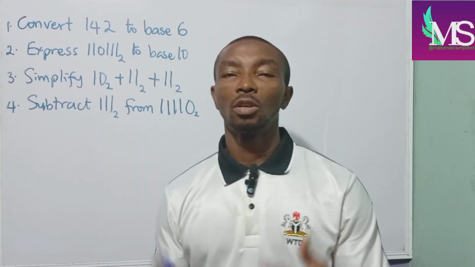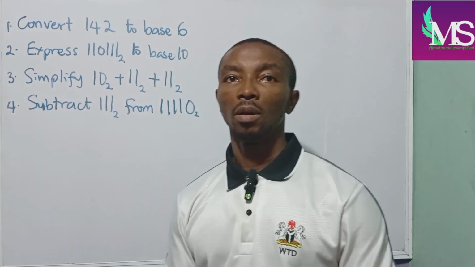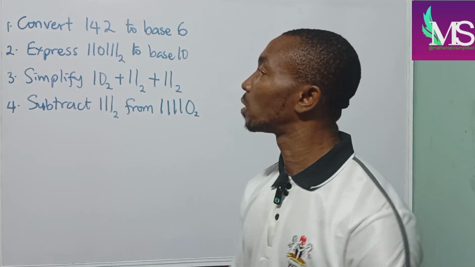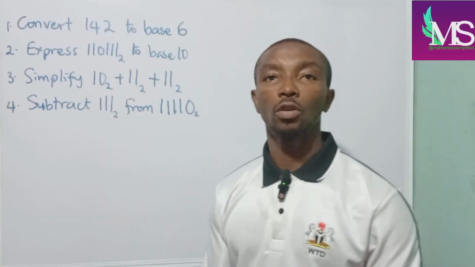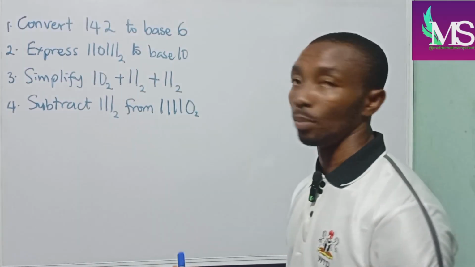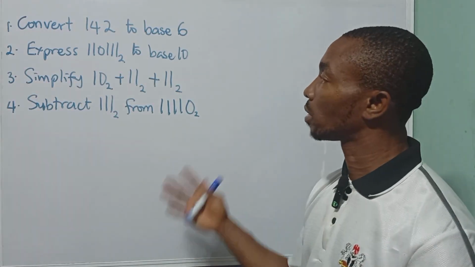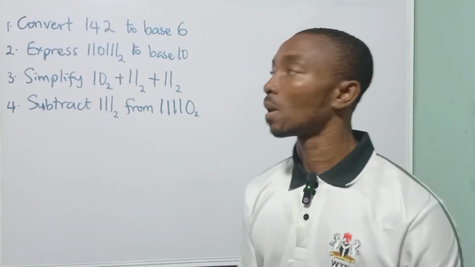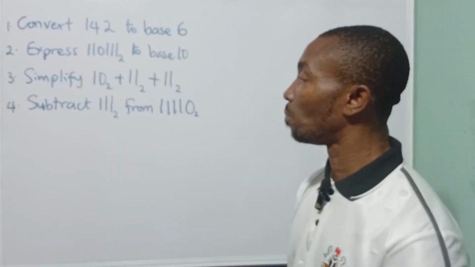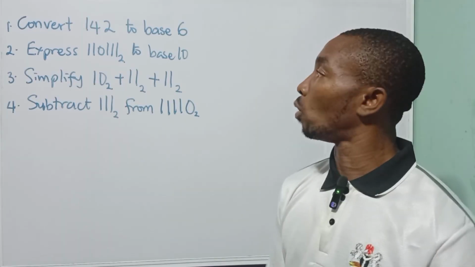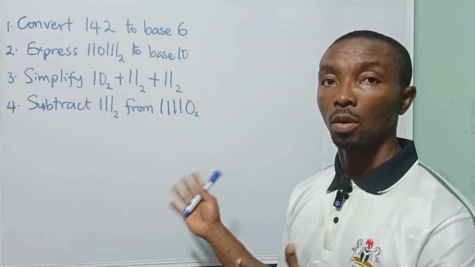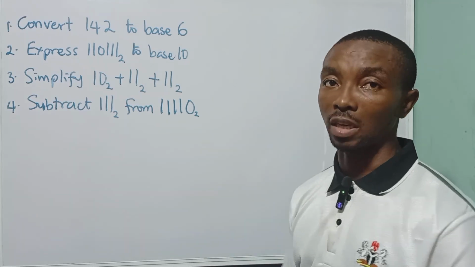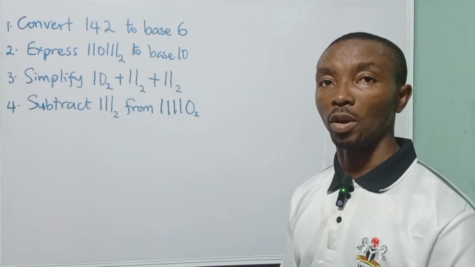Today we'll be looking at top parts questions on our basic junior WAEC. Alright, now we'll be starting with convert 142 base 10 to base 6 and express 110111 base 2 to base 10 and the rest of the questions there. Now, in order to solve this, we have a detailed video on binary number-based system. Do well to check it to have a better understanding of what we are going to be doing here.